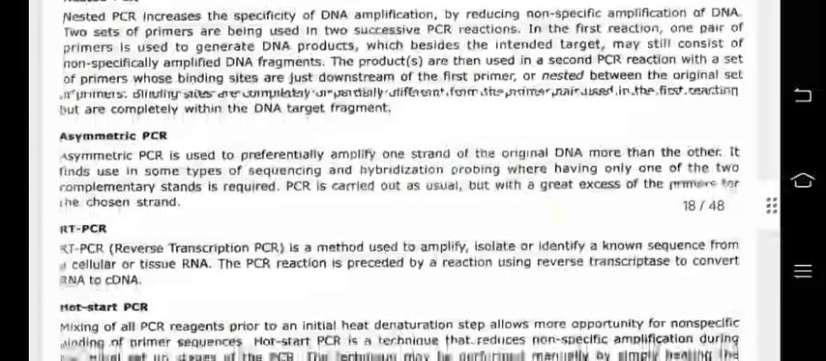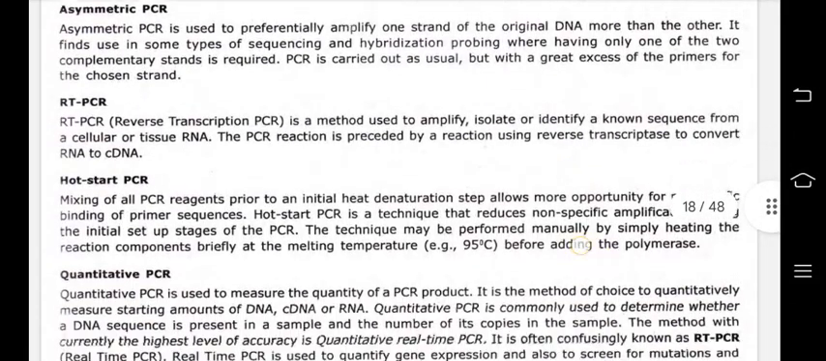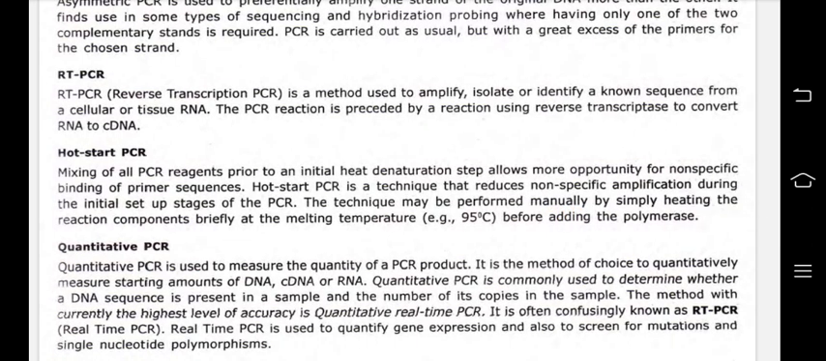Then RT-PCR, or reverse transcription PCR, which you might have already learnt because of this COVID situation. We have heard about this RT-PCR so many times. So RT-PCR, reverse transcription PCR, is a method used to amplify, isolate or identify a known sequence from a cellular or tissue RNA. The PCR reaction is preceded by a reaction using reverse transcriptase to convert RNA to cDNA.